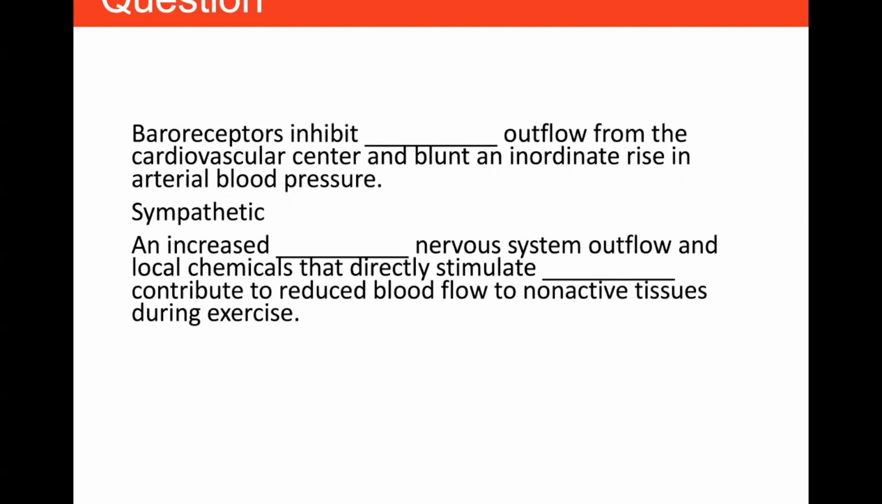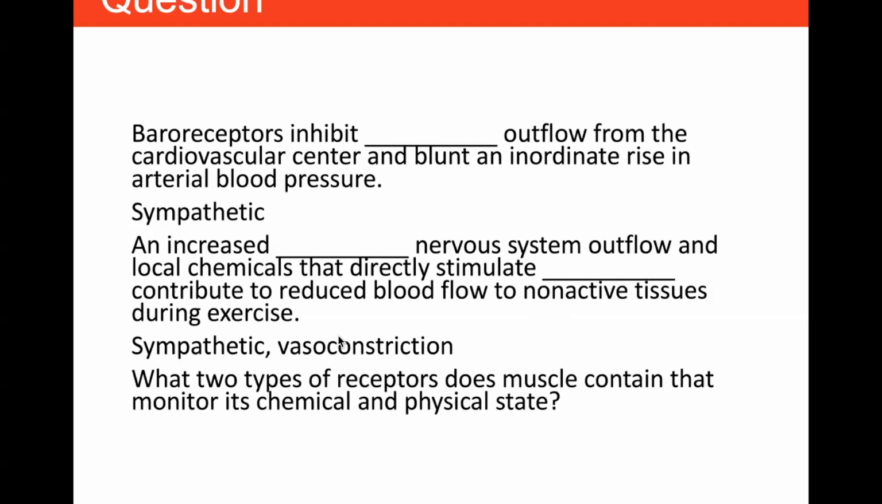All right, an increased what nervous system outflow and local chemicals that directly stimulate what contribute to reduced blood flow to non-active tissues? And that's the sympathetics, what we just talked about before. So sympathetic nervous system cranks up and says, let's vasoconstrict areas we don't need. This is our fight or flight time. We need to promote blood flow to the areas that we need. Neat way your body adapts.